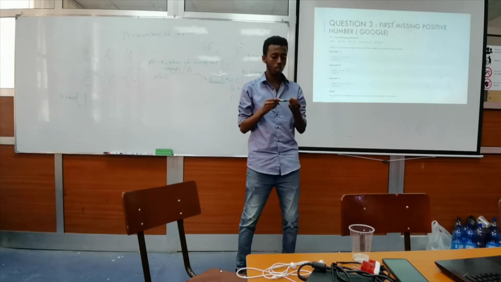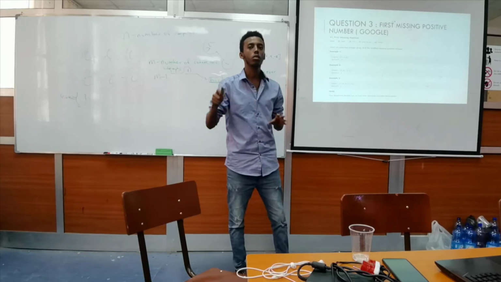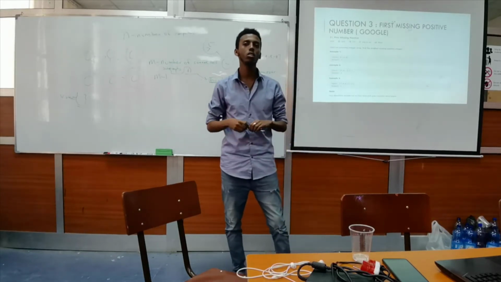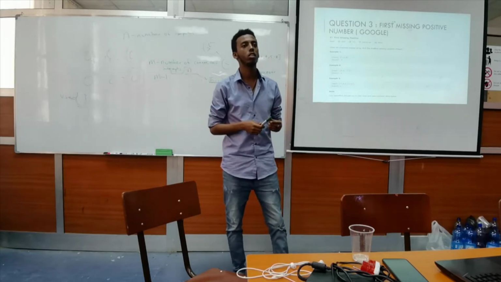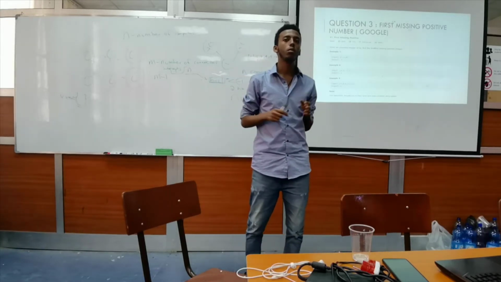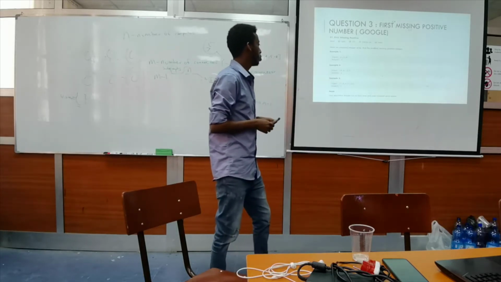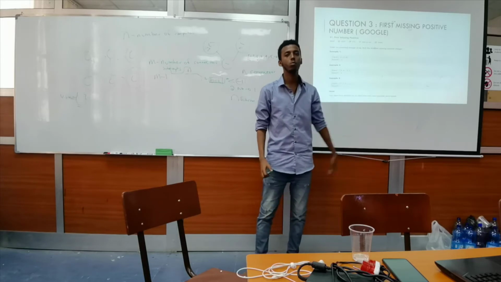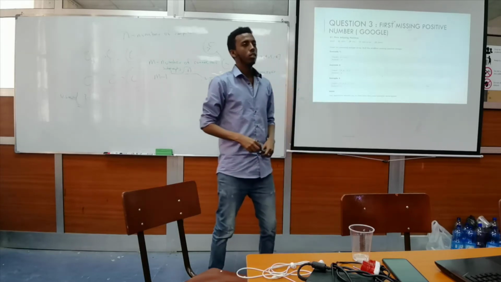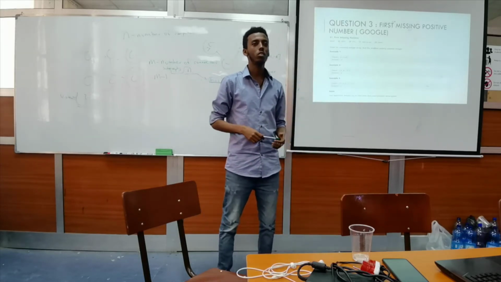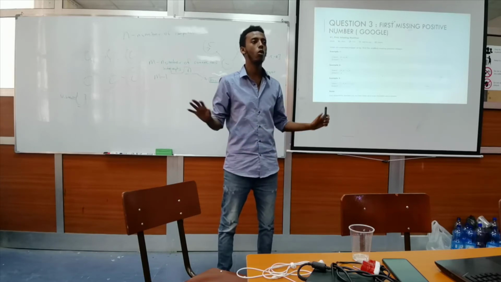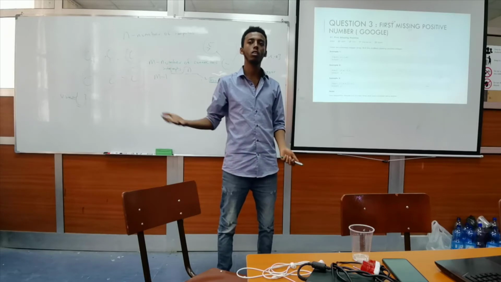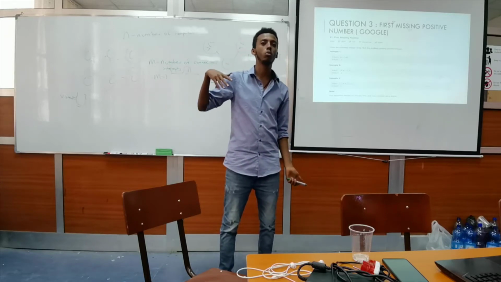We are given an unsorted array of negatives and positives, all integers, and we are supposed to find the smallest missing positive integer. We have to do this with O(n) time and O(1) extra space. Do you get the question? For example, if we don't have 1 in the array, the first missing positive integer is 1. If we have 1, 3, 4, the first missing positive integer is 2.